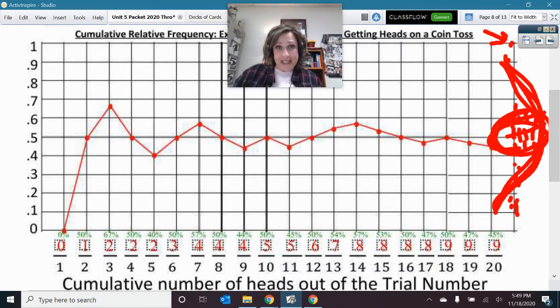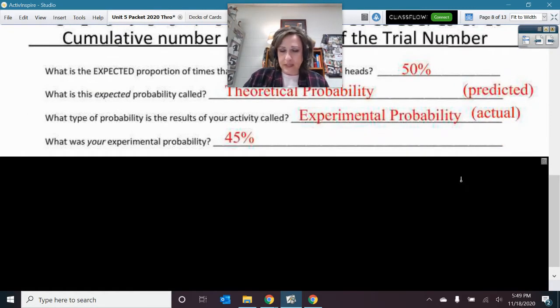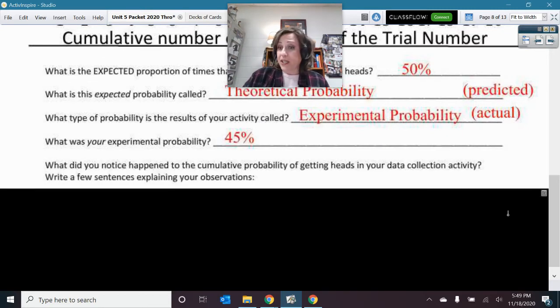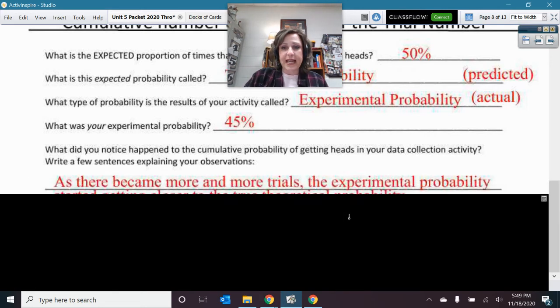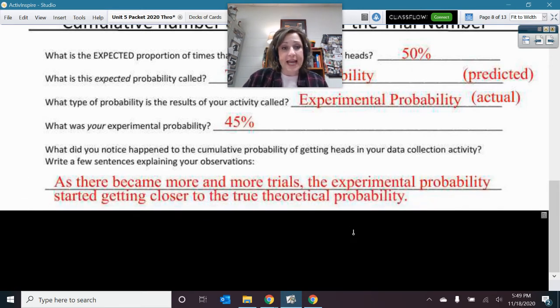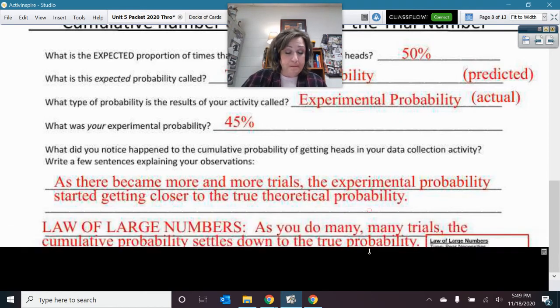So look forward to seeing those results. All right, here we go. Next, what's happening? So what did you notice? What happened to your cumulative probability of getting heads? I said as there became more and more trials, that experimental probability kind of settled down and got closer to that true theoretical probability that we expected.